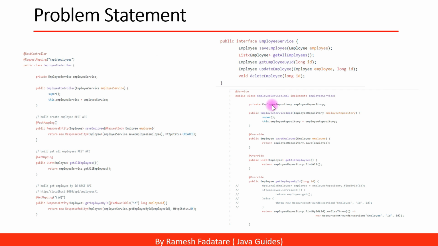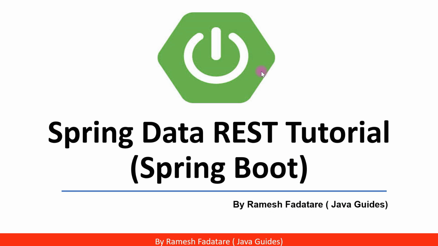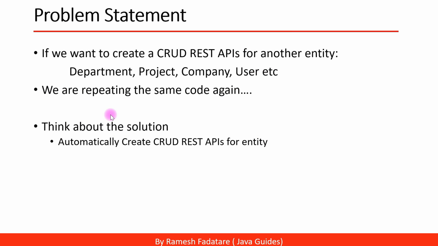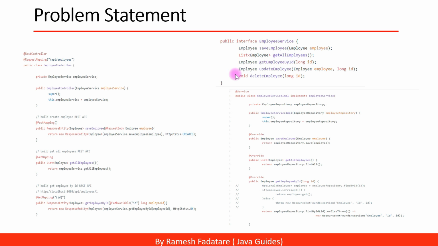Alright, so if you can observe the code, only the entity name is changing over here, and the rest of the code remains the same. So we are basically repeating the same code again and again. Alright, so we can think of a solution for this problem. The solution can be automatically creating REST APIs for an entity. We are only changing the entity name here, but the code remains the same.